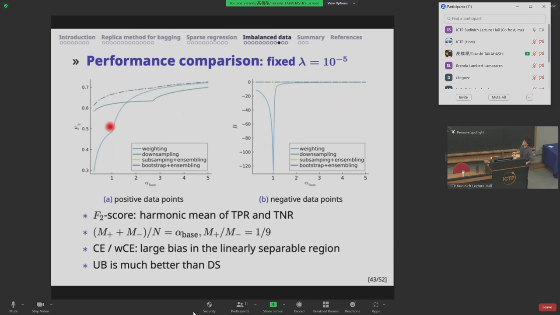Because the bias term of the weighted method is very strongly affected by this phase transition, it cannot perform well in the high dimension setting. And also we can see that underbagging can make a significant improvement against downsampling.